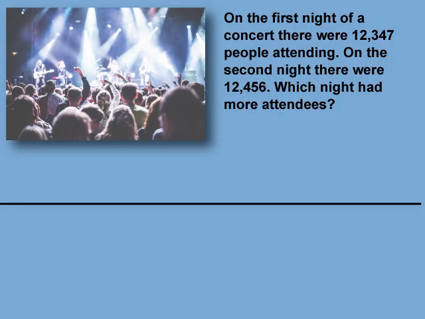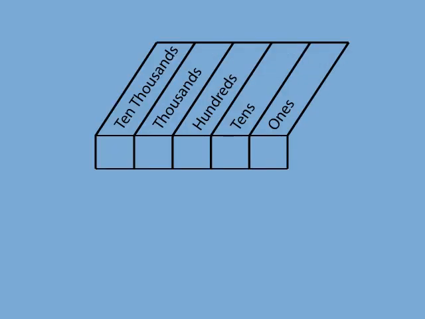Let's look at another example. On the first night of a concert, there were 12,347 people attending. On the second night, there were 12,456. Which night had more attendees? In this example, we are comparing numbers to the 10,000s place. Using the digit placeholder from before, you can see that we have added the 10,000s place here.